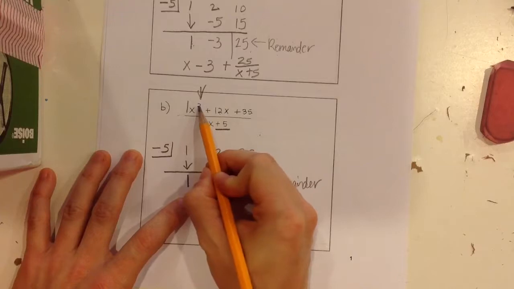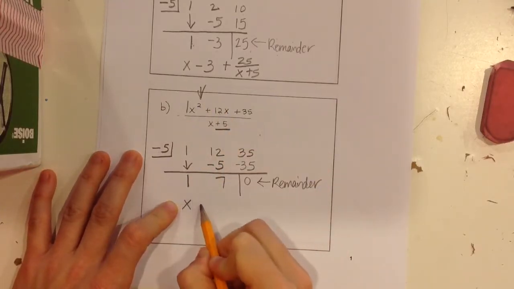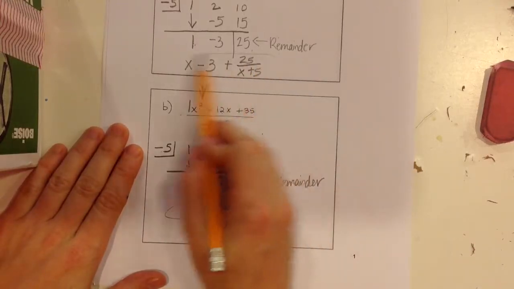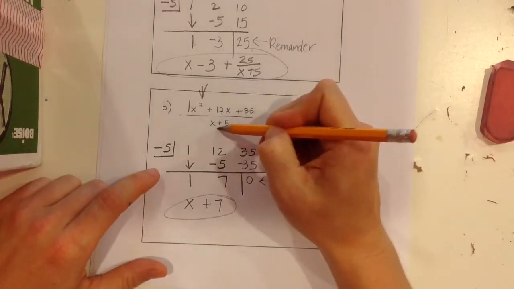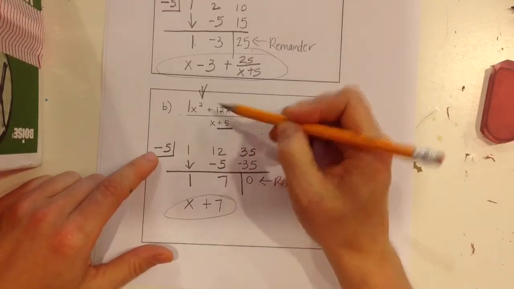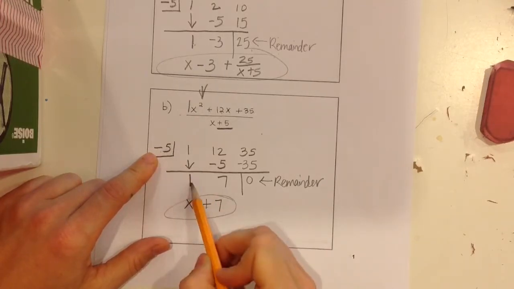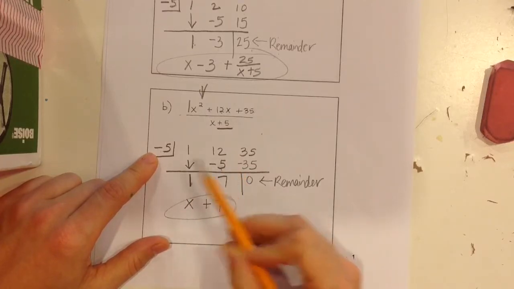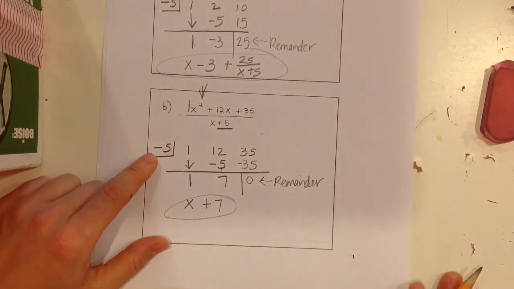It's always going to be 1 degree less than what we started with. So this is 1 x to the first plus 7. All right, we don't have a remainder on this one, so this is just your answer in simplest form and polynomial form. So again, I do the opposite of what's with the x in the denominator in a backwards L, so negative 5. I bring down that 1, and I have negative 5 times 1 is negative 5. I subtracted down and I got 7. Negative 5 times 7 is negative 35, and when I subtract down, I get 0.